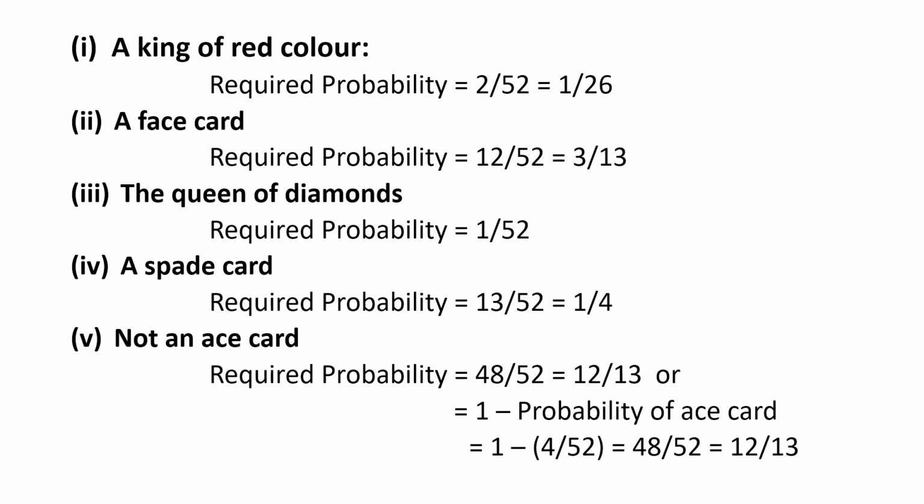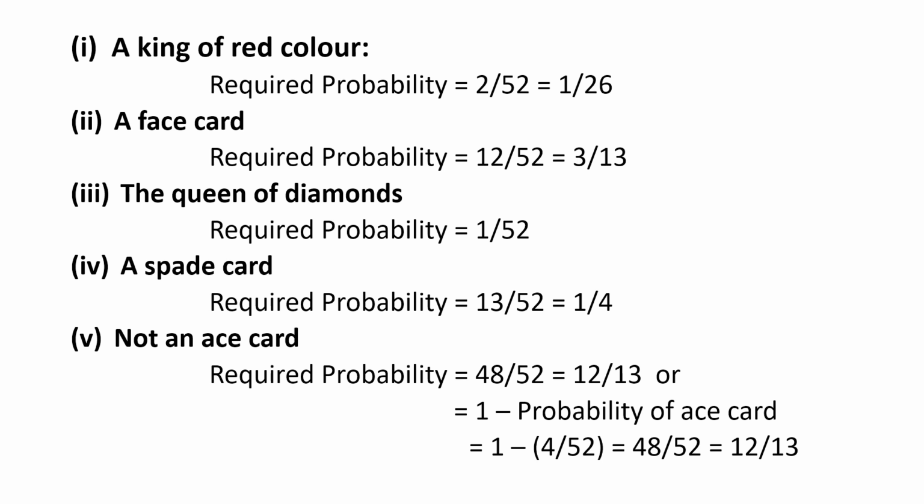I want that the chosen card is a face card. You know face card means either you have jack, queen or king. There are 3 of them, and there are 4 different types of cards. So 4 3s are 12. Favorable cases will be 12 upon 52, which is 3 upon 13.